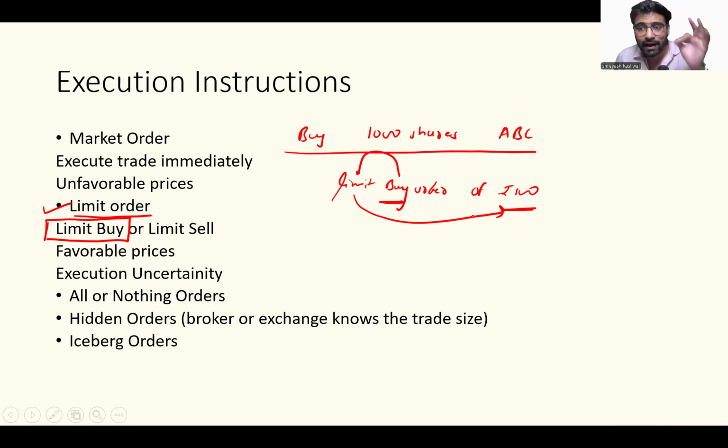That means the maximum that I'm going to buy the stock at is rupees 100 or less. If I get it for less, I'll be happy only. So the maximum that I'm willing to pay is rupees 100. If I get less than that, that's okay. But the maximum is rupees 100.